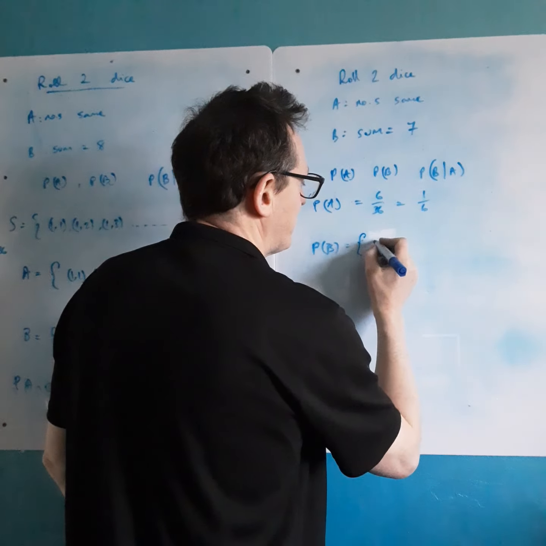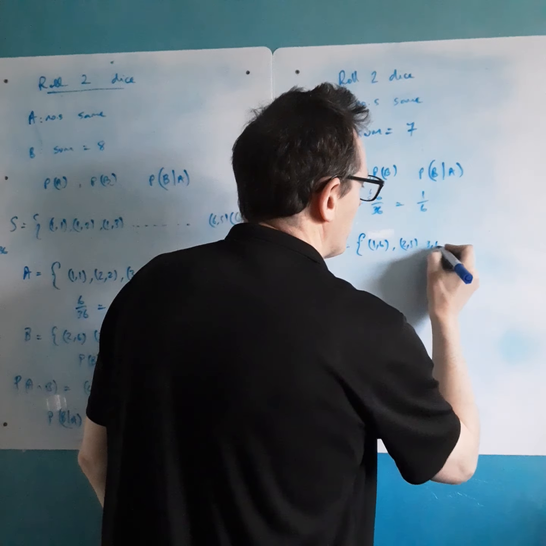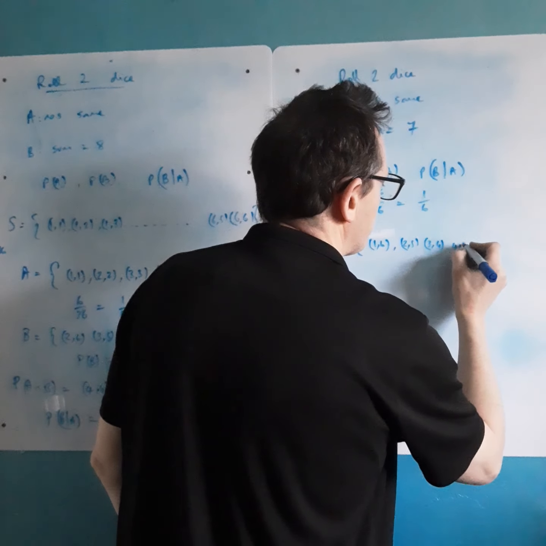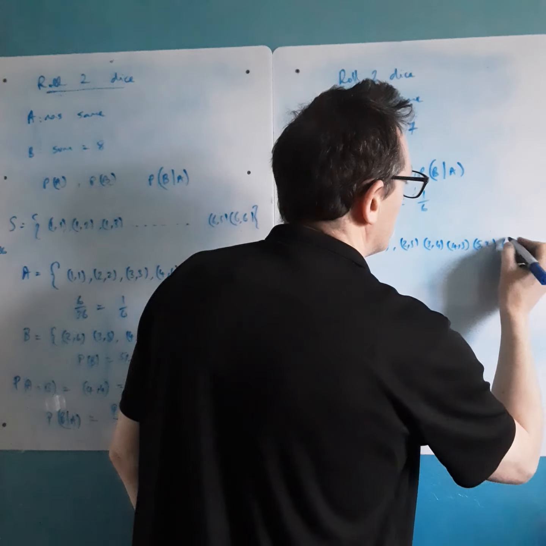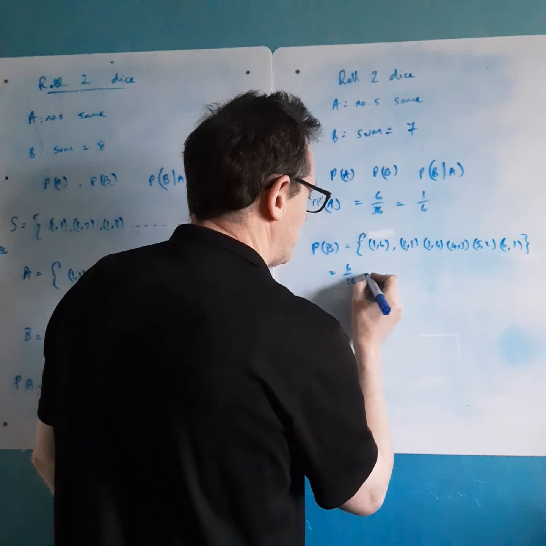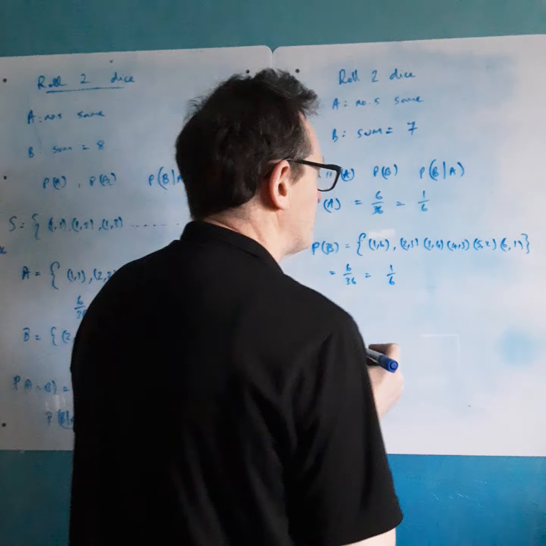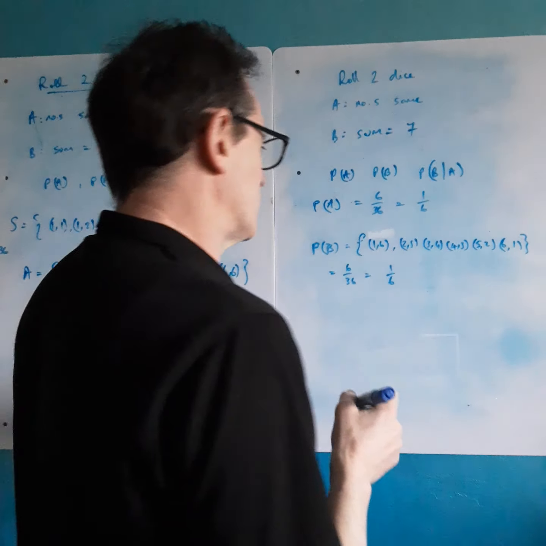So the ways we can get 7 are 1,6, 2,5, 3,4, 4,3, 5,2, and 6,1. Okay, all those ways. So the probability of B is 6 out of 36 again, or 1 in 6 chance. So there's a 1 in 6 chance that we roll a 7. Okay, it's the most common roll of the whole lot.